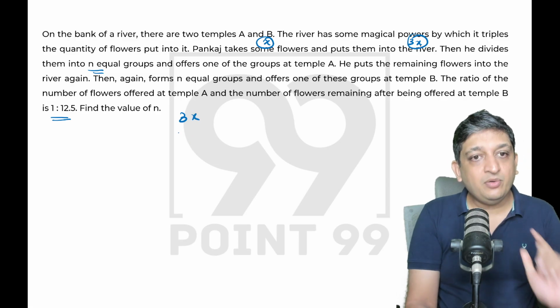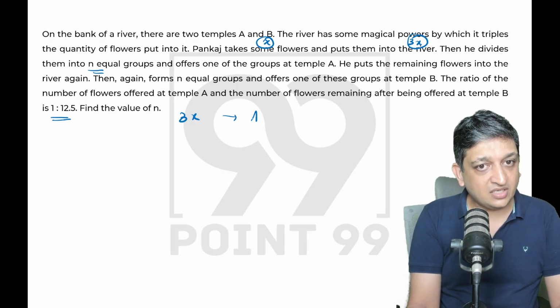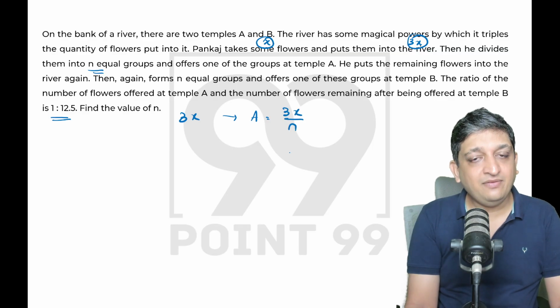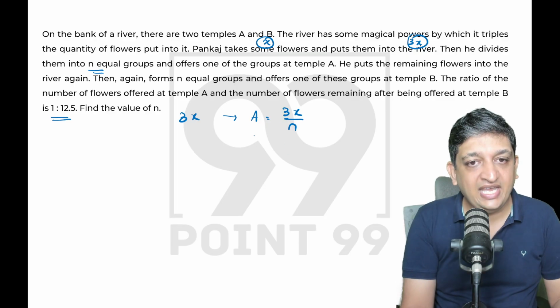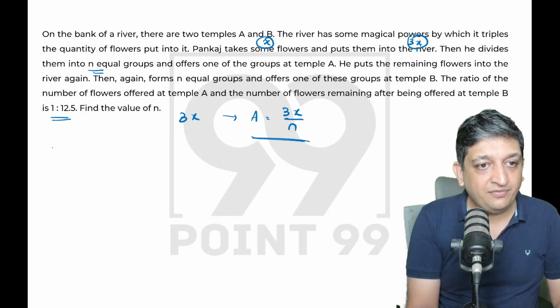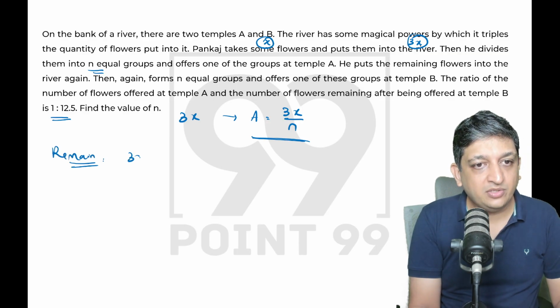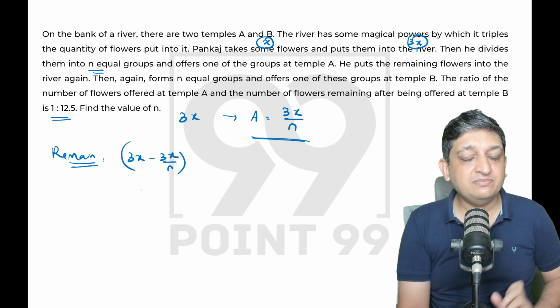He divides them into n equal groups and offers one of the groups at temple A. So if he divides it into n equal groups, each group will have 3x by n flowers, and one of those groups is being offered at temple A. So A gets 3x by n. Now if A gets 3x by n, how many remain? You are going to say 3x minus 3x by n. This is the number of flowers that remain after this has been done.